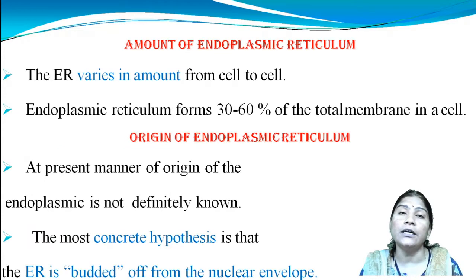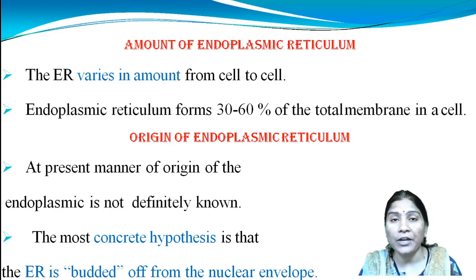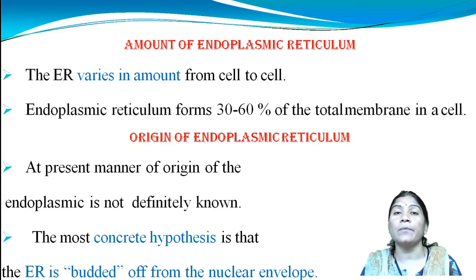So when we learn about the amount of endoplasmic reticulum, we know that the endoplasmic reticulum varies in amount from cell to cell. Endoplasmic reticulum forms 30 to 60% of total membrane in the cell. Means when we consider the total membrane of the cell, we say that approximately 30 to 60% of the space in the cell is occupied by endoplasmic reticulum.